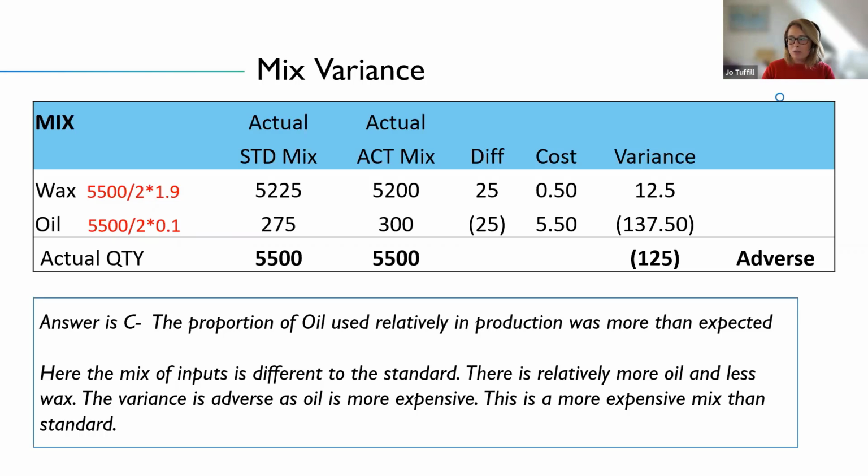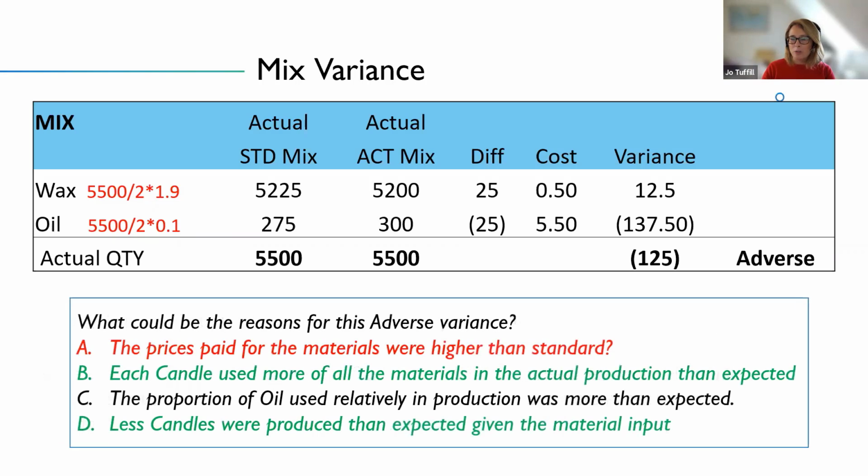So let's go through those answers that some of you put. Right, A, the prices paid for the materials were higher than standard. Remember, this is a usage variance. It's not a price variance. The material price variance would tell you that. The usage variance is always costed up at the standard cost. So it's got nothing to do with us paying more for material prices, okay? That's the price variance.